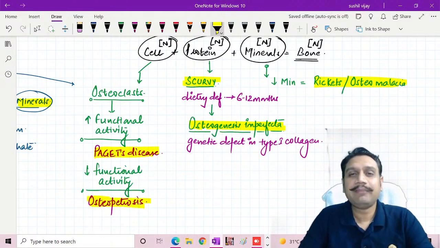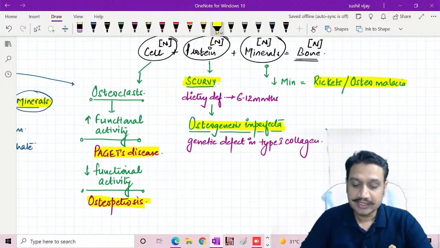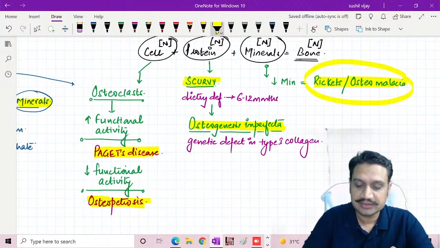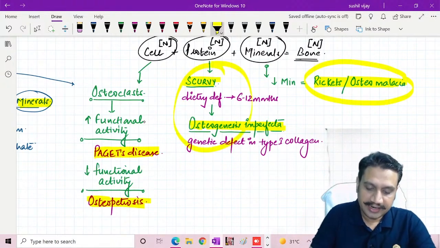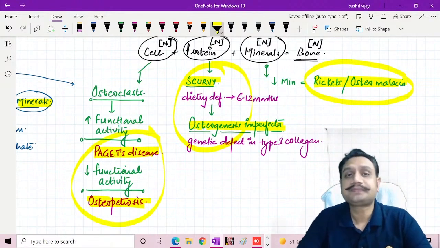So why am I telling you this much basic? As I said, any basic is important if you want to learn a concept, right? So basics are very important. So what did you learn till now? You learned that we have talked about 6 disorders, out of which 2 are of minerals, 2 are of protein, and 2 are of cell.